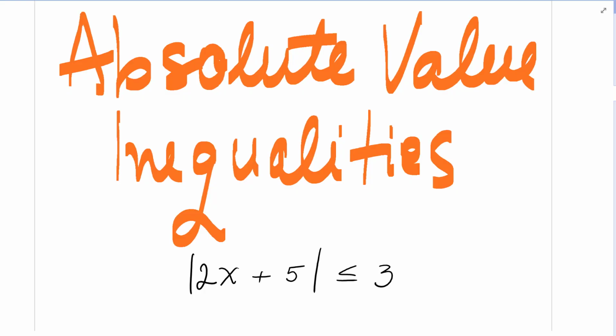In this video, we'll talk about absolute value inequalities. And I have here an example of how they might look. For example, absolute value of 2x plus 5 less than or equal to 3. But they can be greater than or equal to, or strictly less than. So let's see how we solve them.